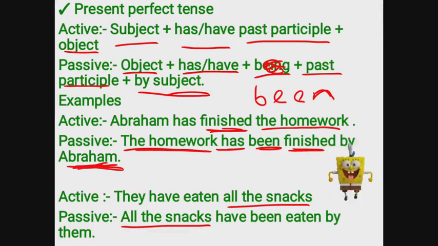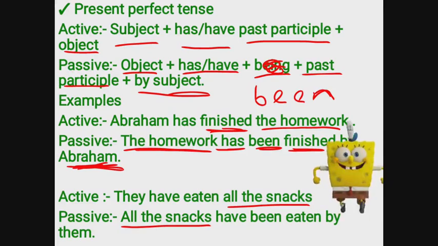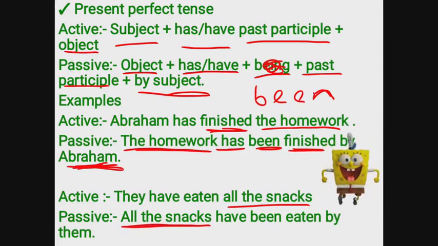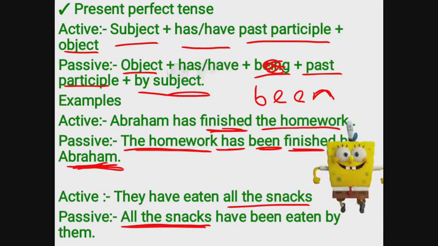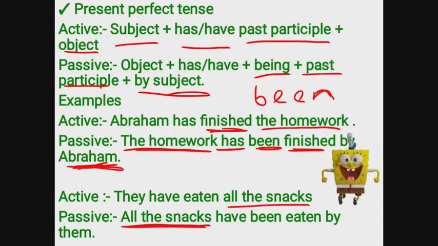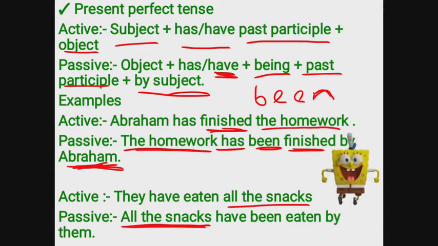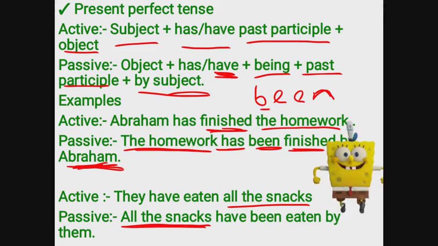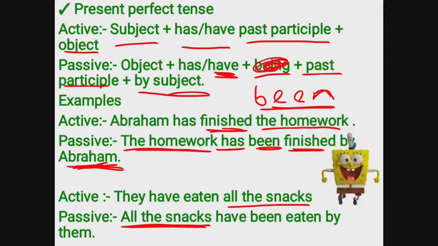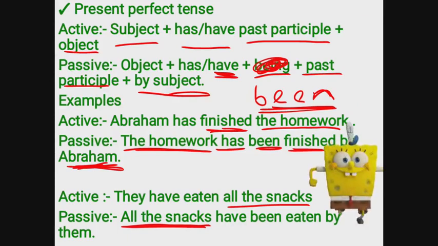Now, all the snacks, look at the X in the snacks. Since it's now become the subject, what should we pick? Is it "has" or "have"? We pick "have" because these snacks are more than one. So all the snacks have been. I told you we add "been", not this "been". This "been" is wrong. All the snacks have been eaten.